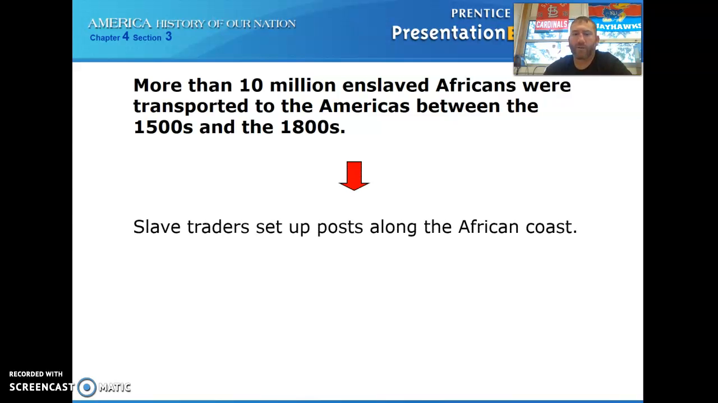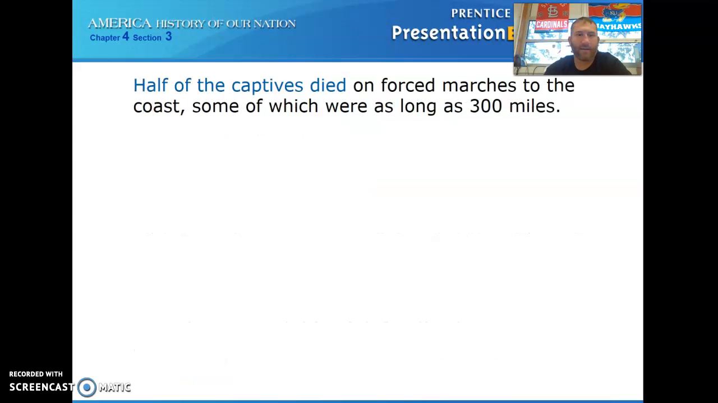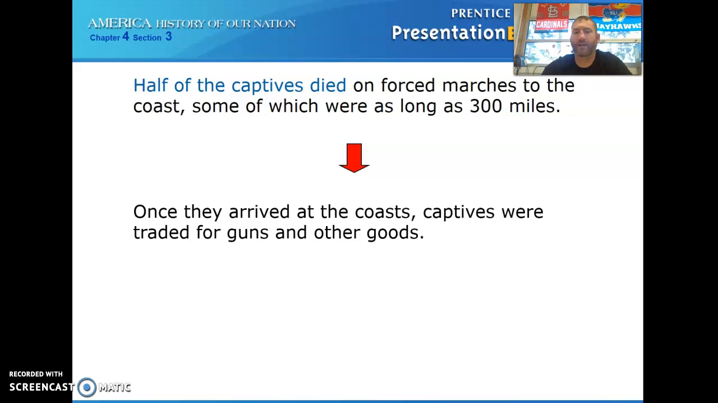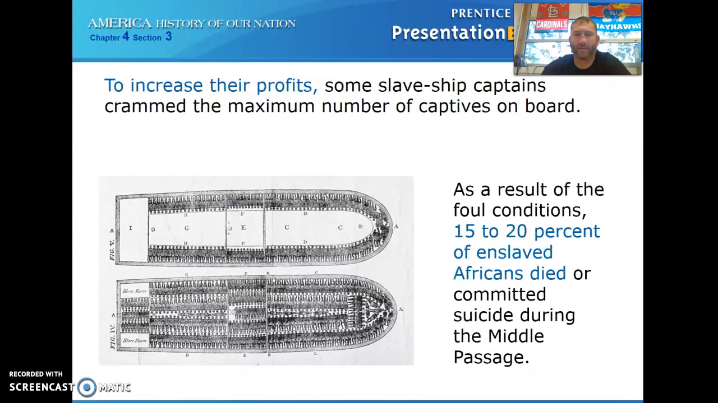Slave traders set up posts along the African coast, and Africans who lived on the coast made raids into the interior. They were looking for people to kidnap and sell to the Europeans. Half of those captives died on forced marches to the coast, some of which were as long as 300 miles. So they went in, kidnapped people, and made them march like 300 miles all the way to the coast. Once they arrived at the coast, captives were traded for guns and other goods. Then they were sent across the Atlantic Ocean on the brutal voyage known as the Middle Passage.